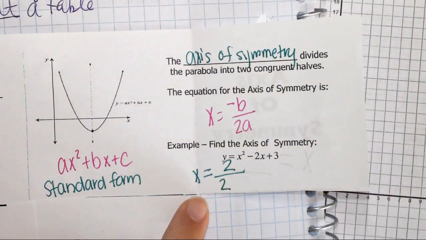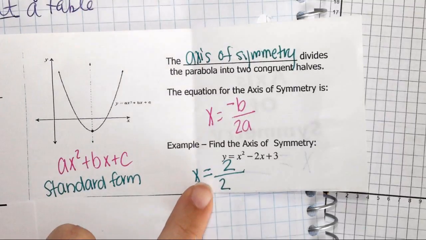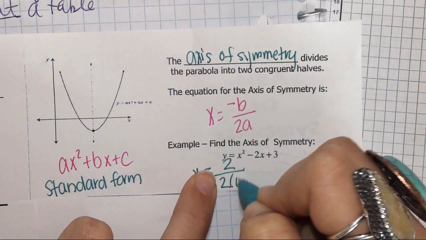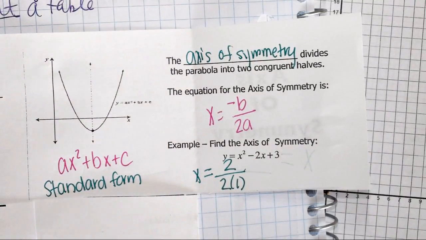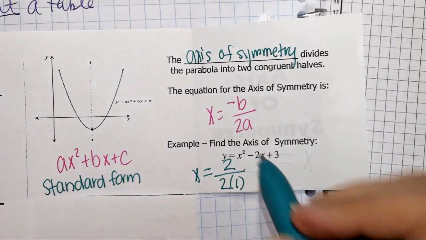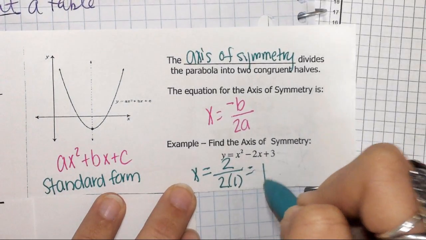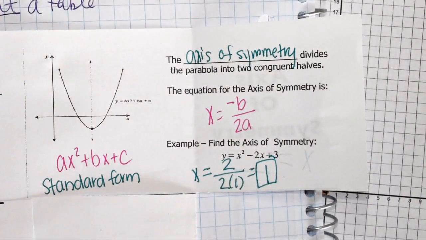And what is our A here? What number's in front of x? 1. Good. Take a point. All right, what's 2 times 1? 2. And what's 2 divided by 2? 1. So what's our axis of symmetry? 1. That's it. That's all you have to do.